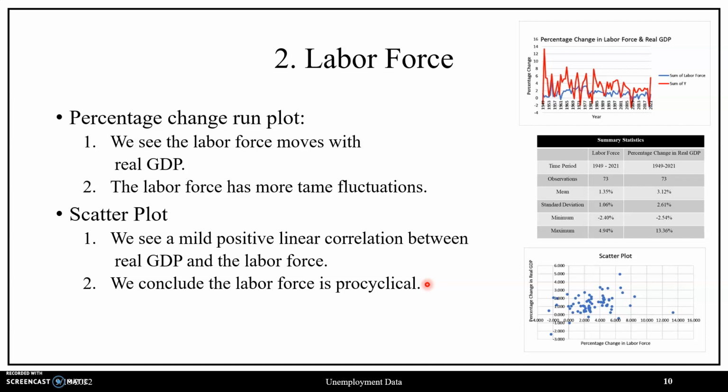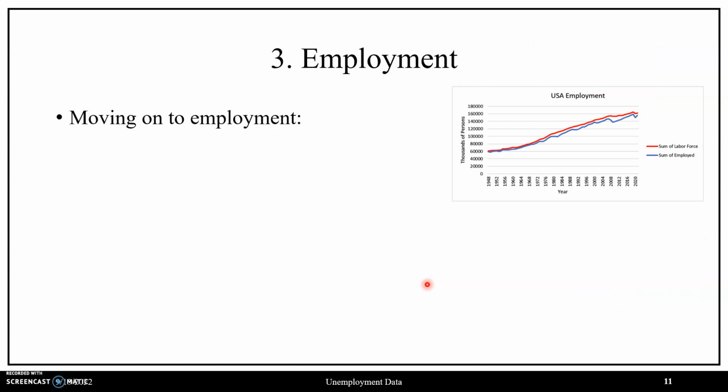With that in mind, let us now proceed to our active labor resources for the United States, that is, those who are employed. Starting with our initial run plot, we have the labor force in red, and we have those who are employed in blue.